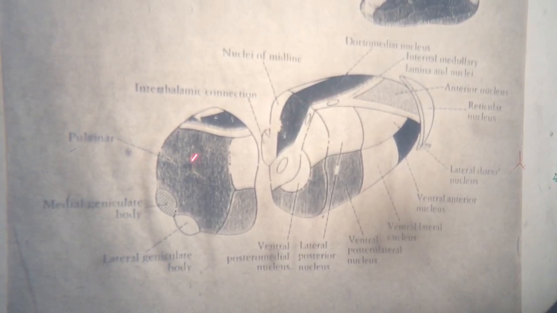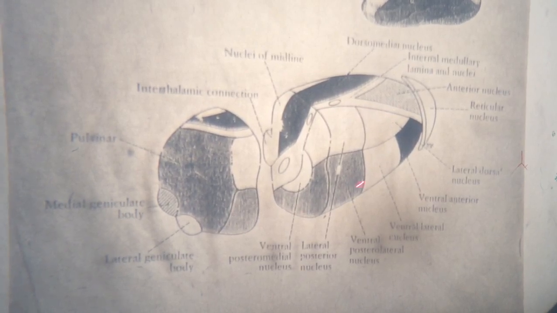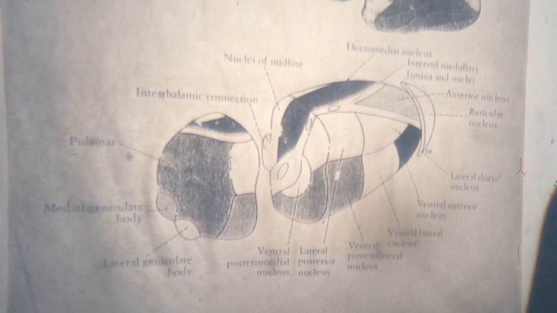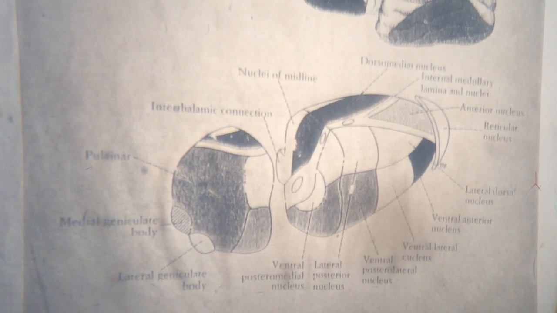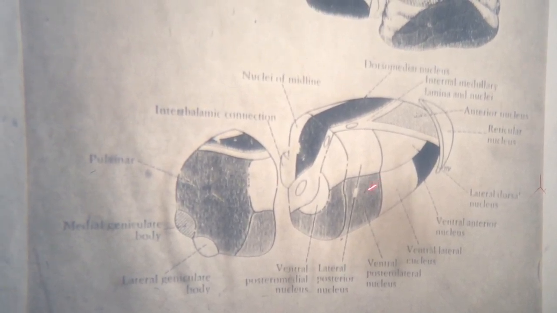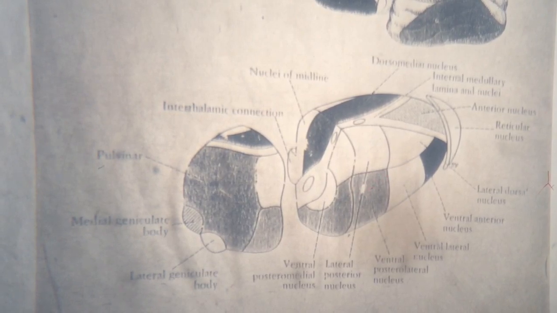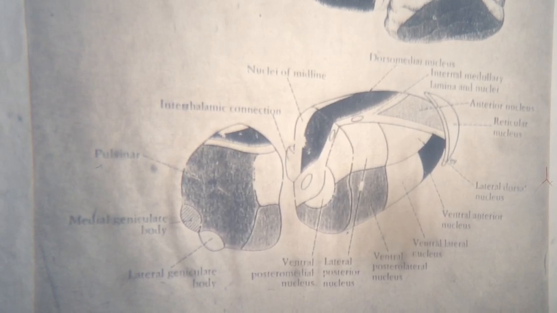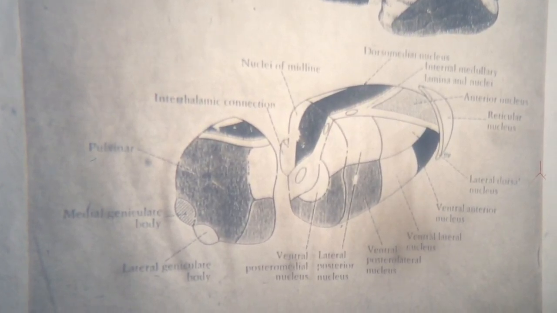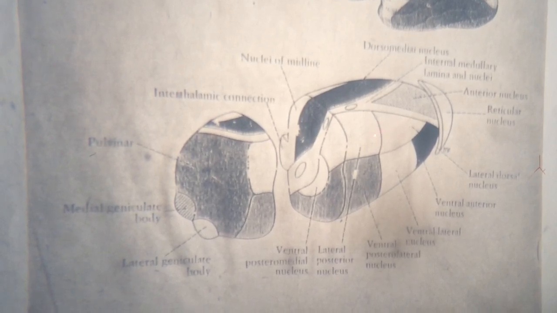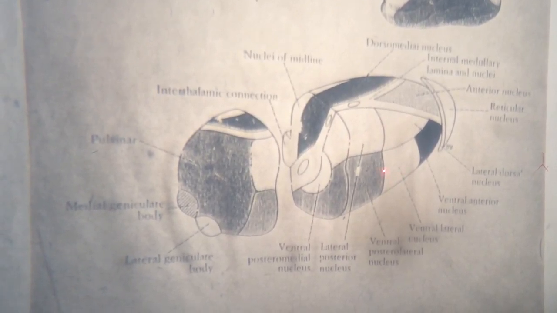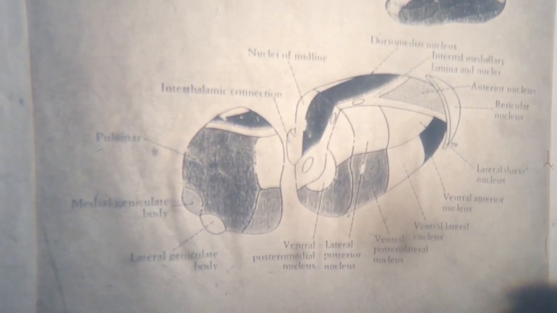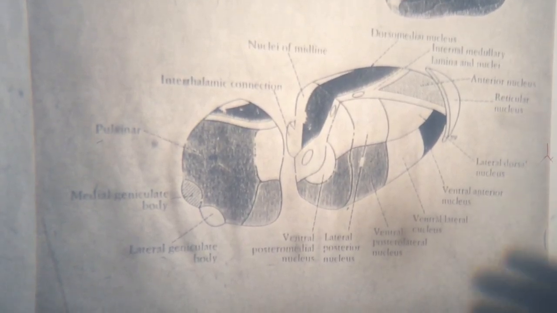Now we come to the lateral part of the thalamus. The lateral part contains two groups of nuclei, the dorsal group and the ventral group.